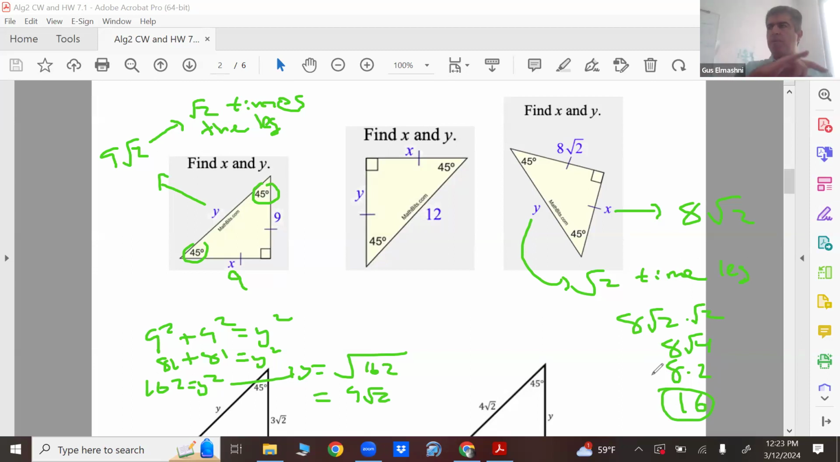Okay, questions so far about the first and third ones? This is okay? That's 9. Makes sense. 9 root 2. Good. 8 root 2, right? These are the same. That's root 2 times this. So 8 root 4 is 16. We're good. That's a root 51.